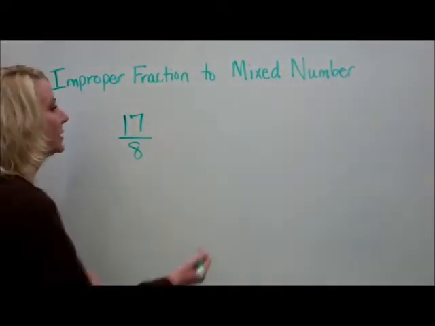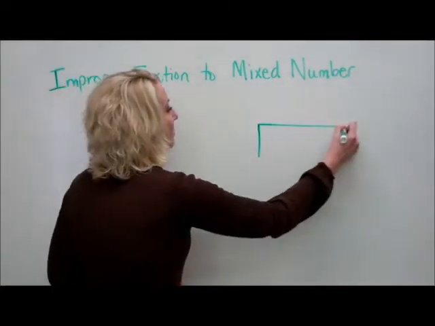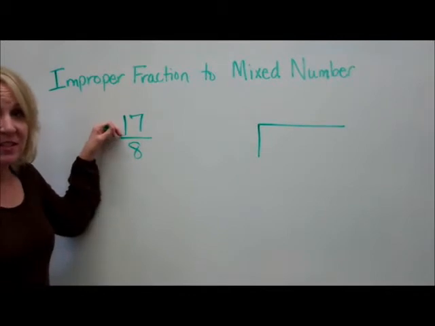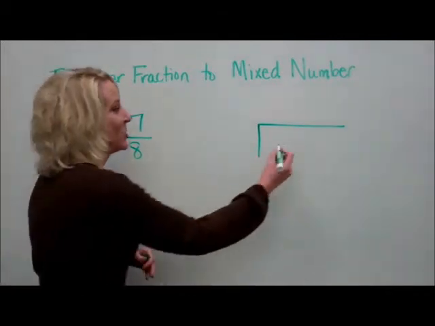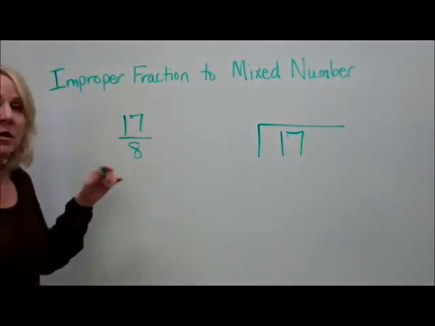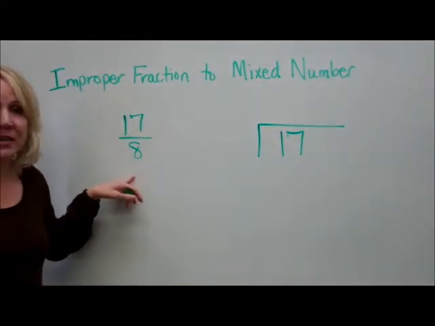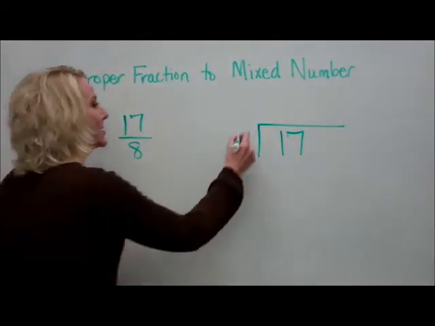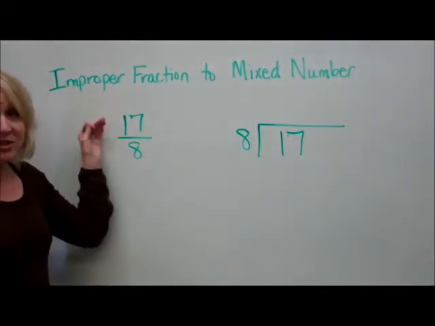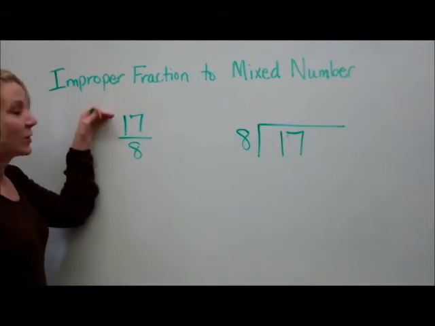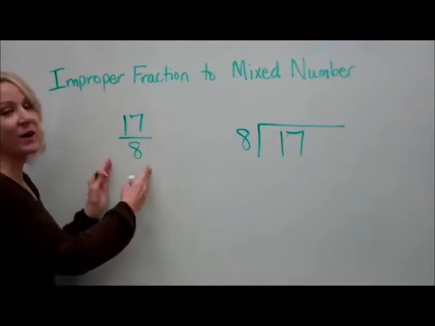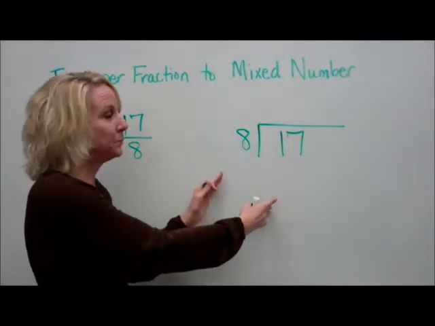What happens here is when we write our division problem, our numerator becomes our dividend. That's the number inside of the division bar. So we would put 17 here. And then our denominator becomes our divisor, the number that we're dividing by. So we would put 8 here. Really, fractions are division problems. The numerator is always divided by the denominator. So you simply change your fraction into a division problem.